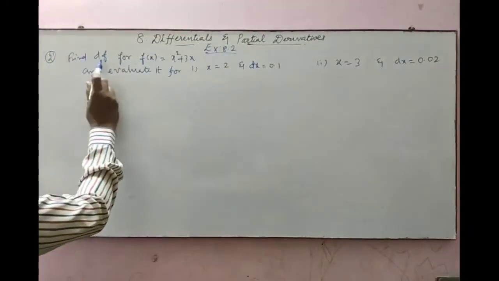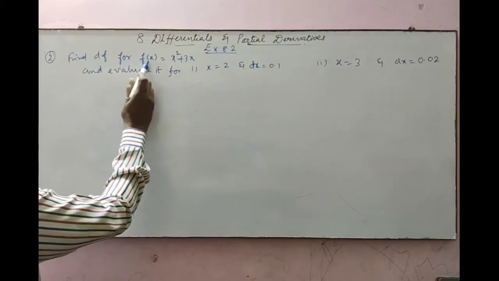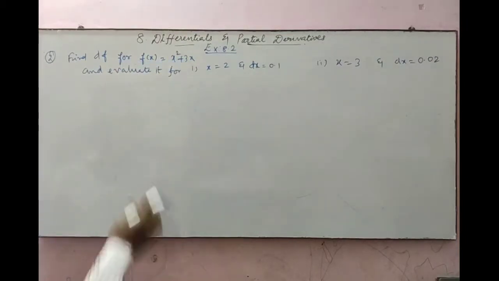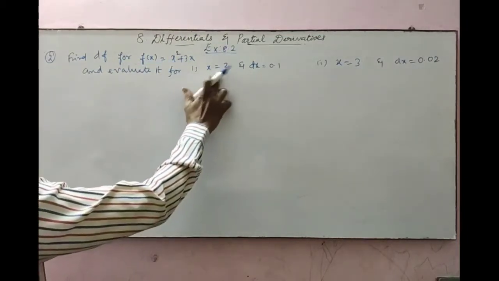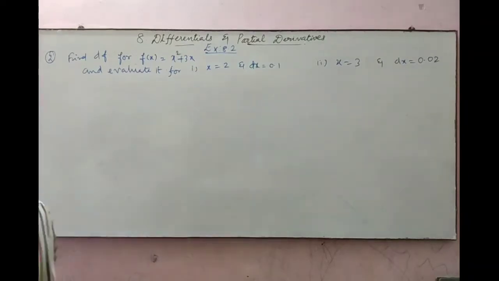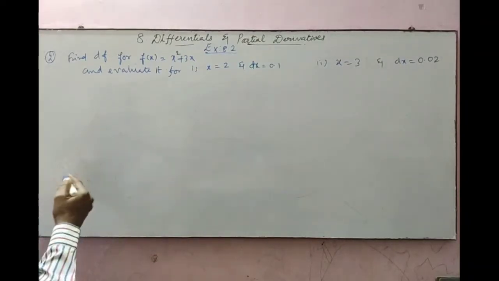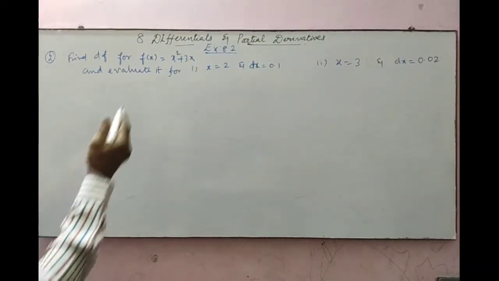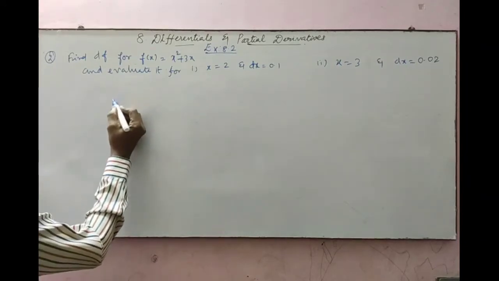This is the third sum. Second sum, find df for f of x is equal to x square plus 3x and evaluate for x is equal to 2 and dx is equal to 0.1. So like the same sum in the first type, you have to do the second sum.